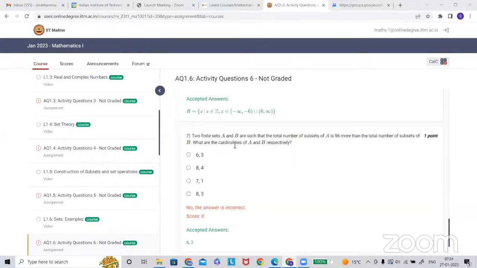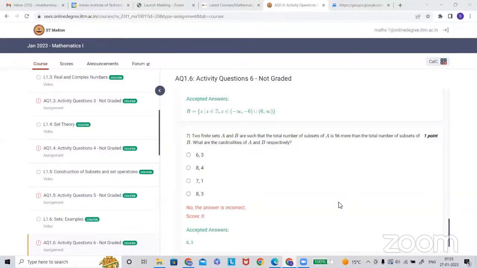Okay, so how will we solve this question? Anyone else? Yes, sir, can I come in? Sure. So basically, we have two different sets, and as we know, the total number of subsets for any set is 2 to the power of n, where n represents the total number of elements in the set. It says clearly that the number of subsets of A is 56 more than the total number of subsets of B. So the subsets of A equals the subsets of B plus 56.